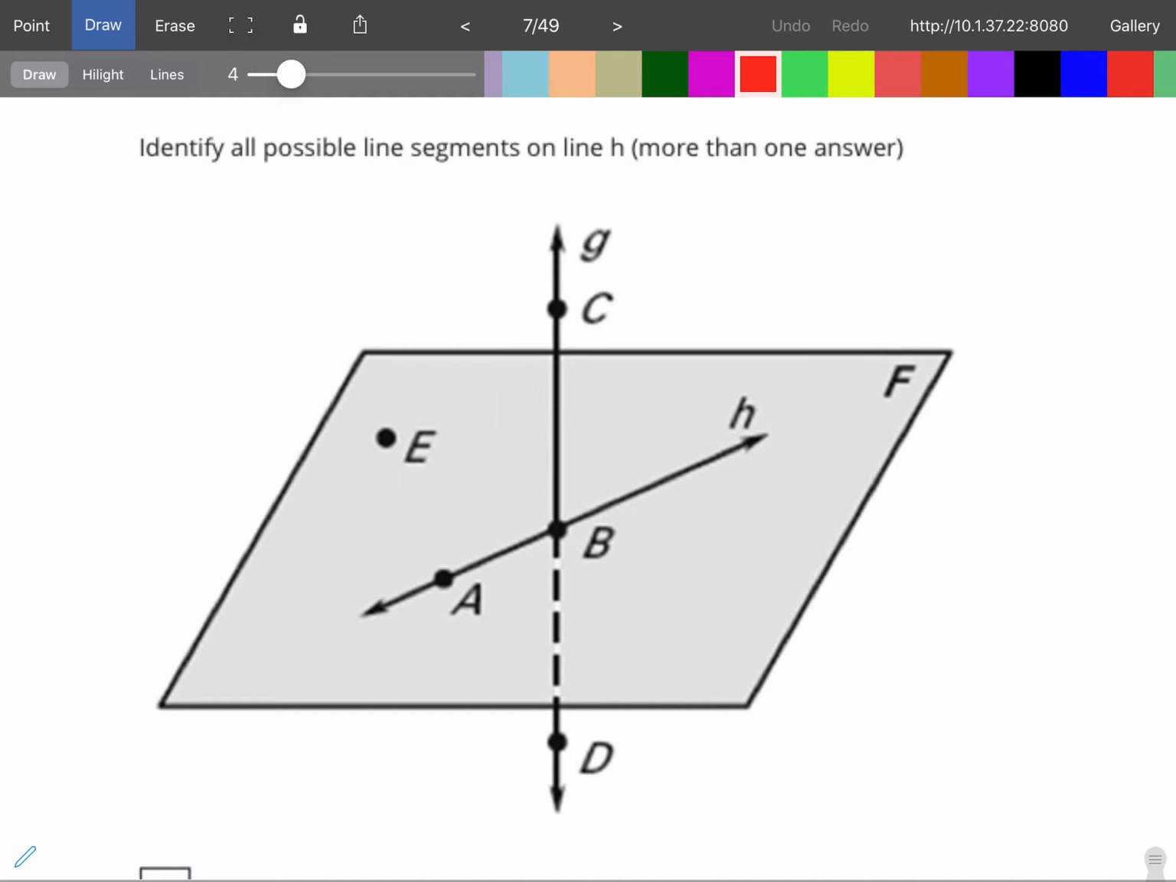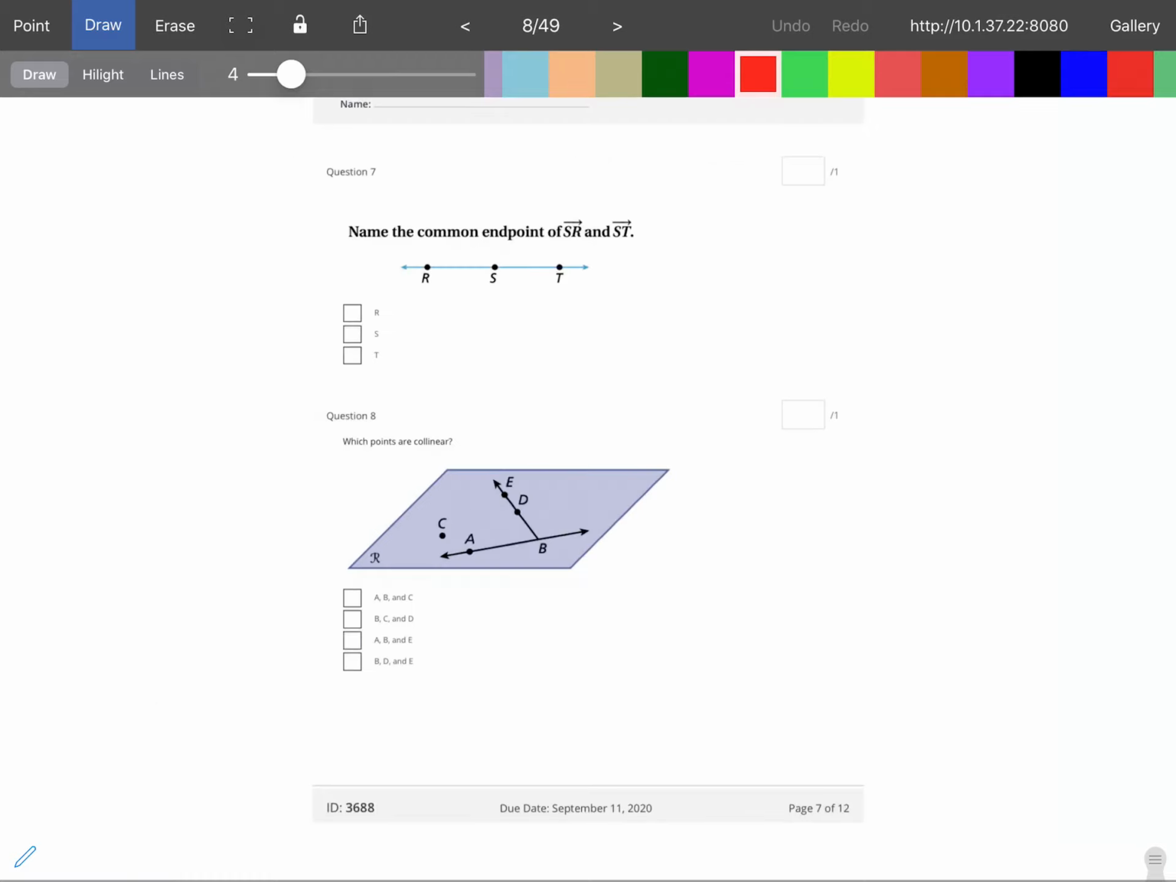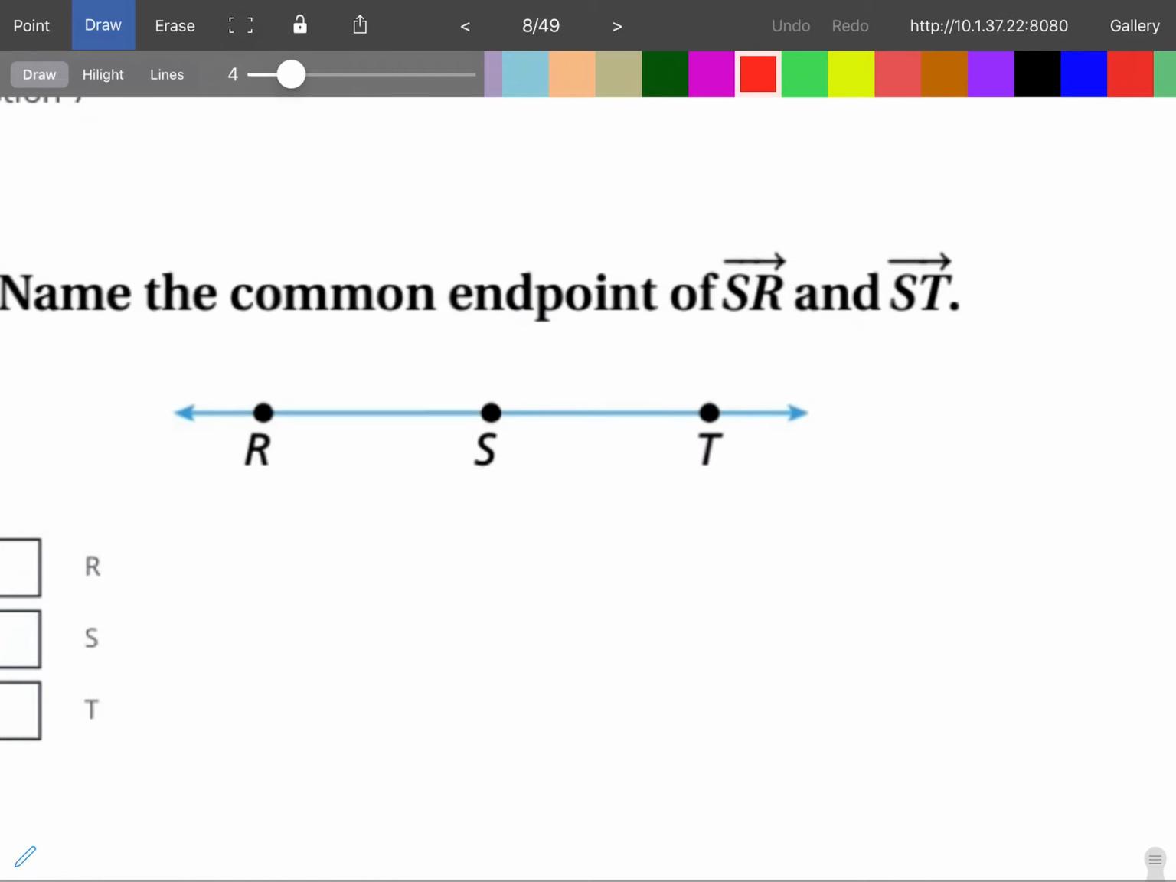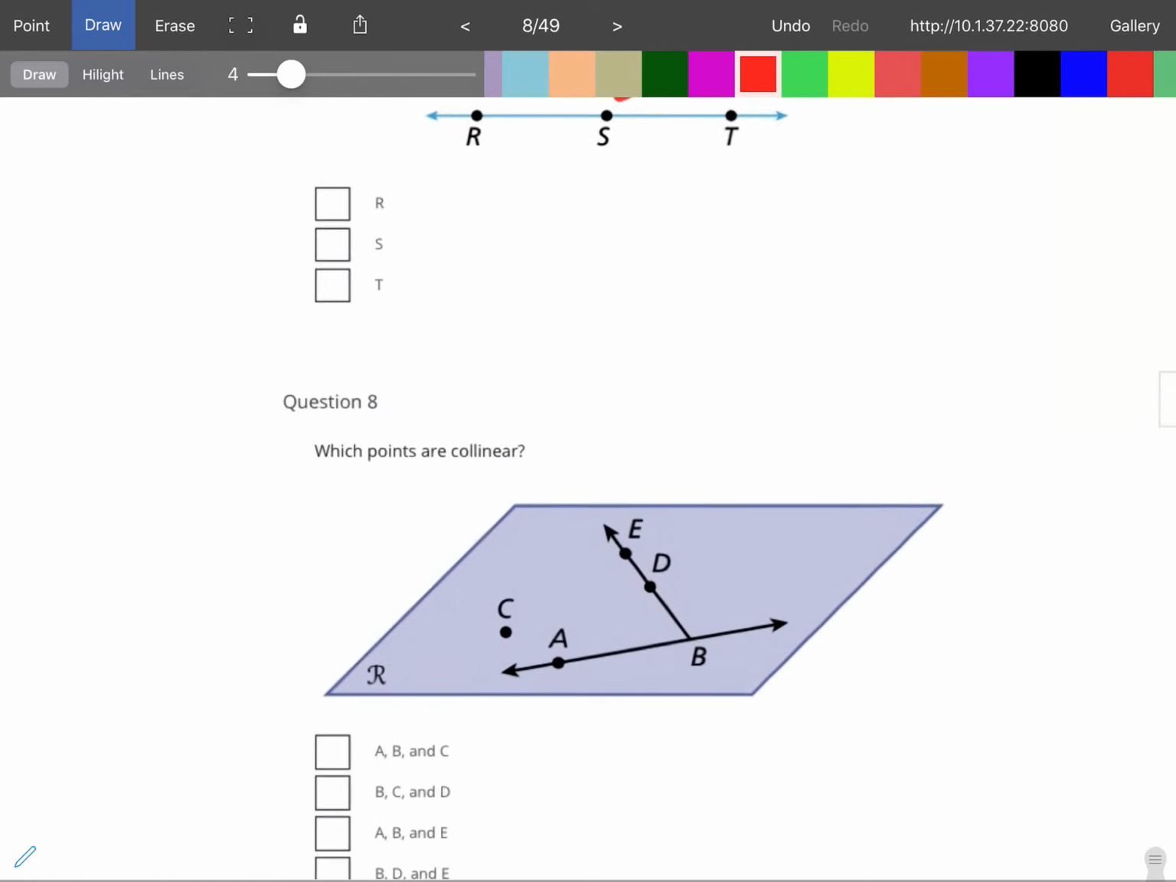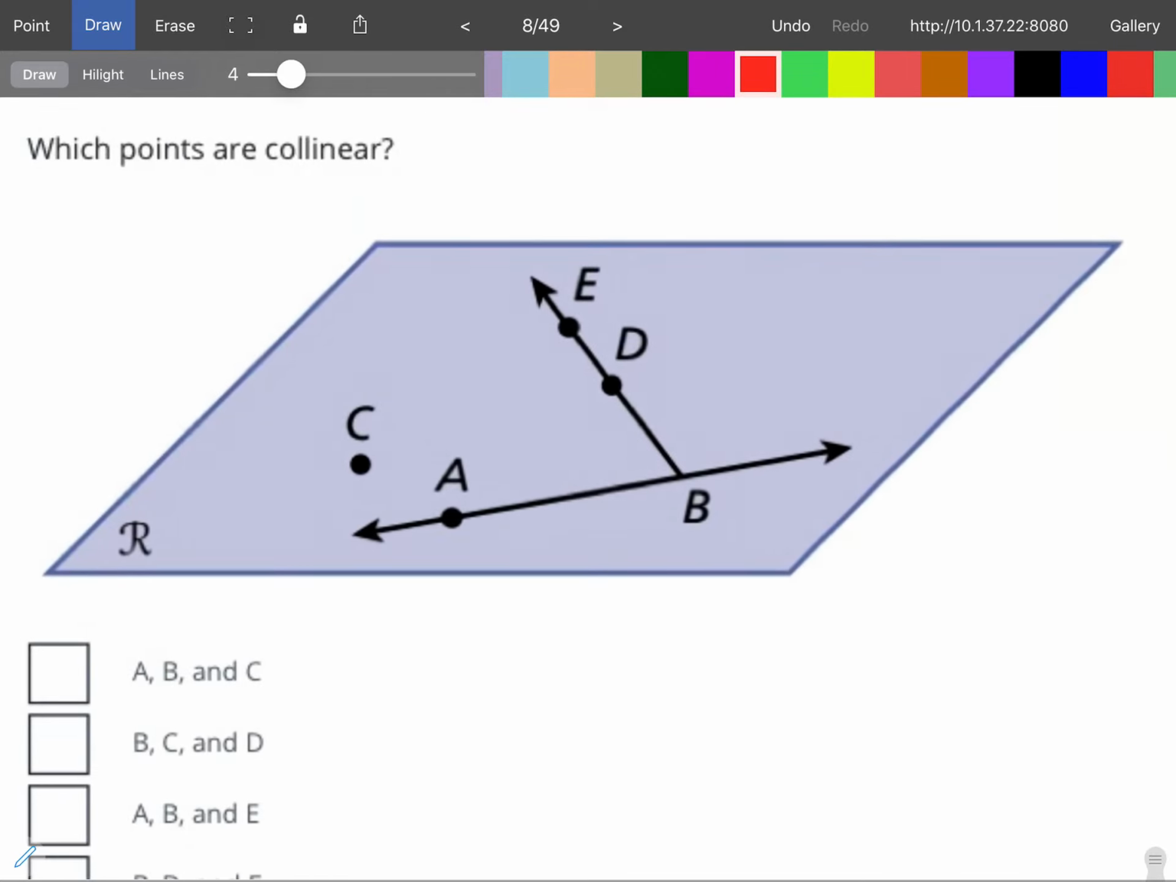Line segments on line H, there's 2 of them here. We could call that AB or BA. Remember that H is not actually a point, it's just the name of the line. Common endpoint for 2 rays, here it's just point S. Which points are collinear? Well, E, D, and B would be collinear in the same way that A and B would be collinear.